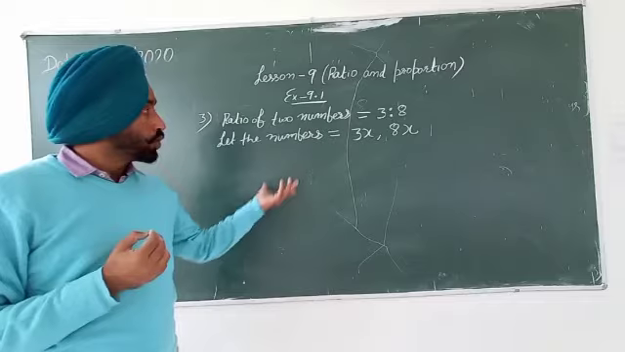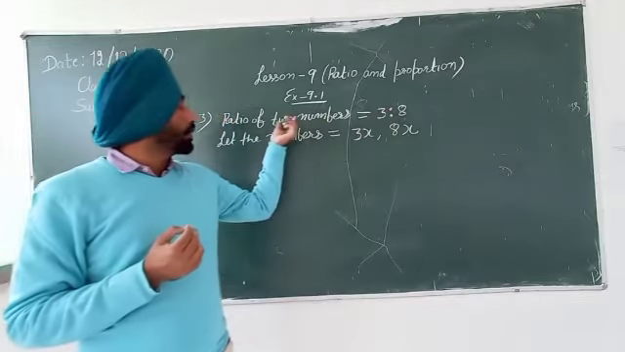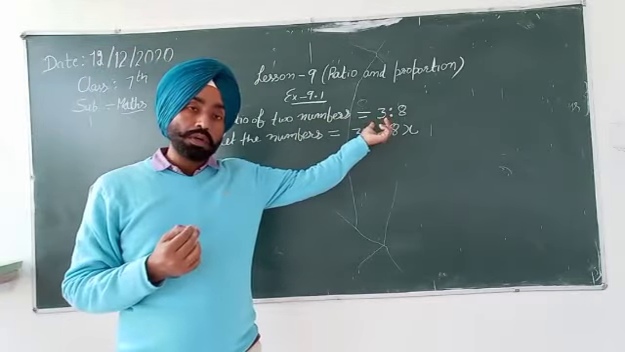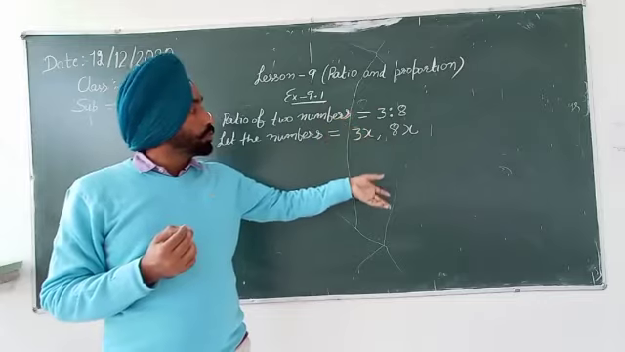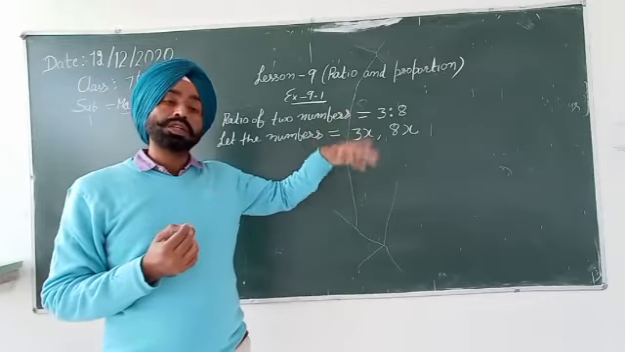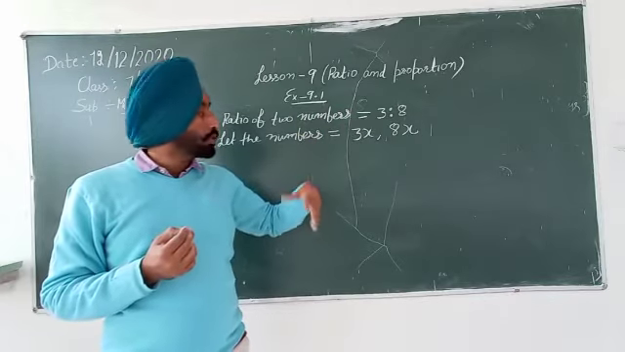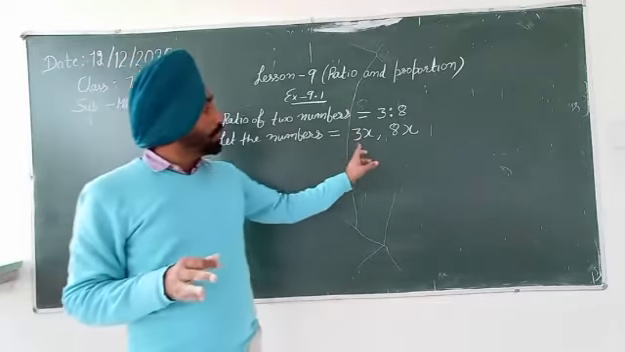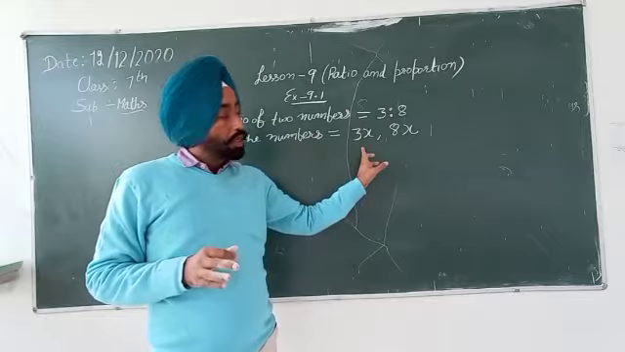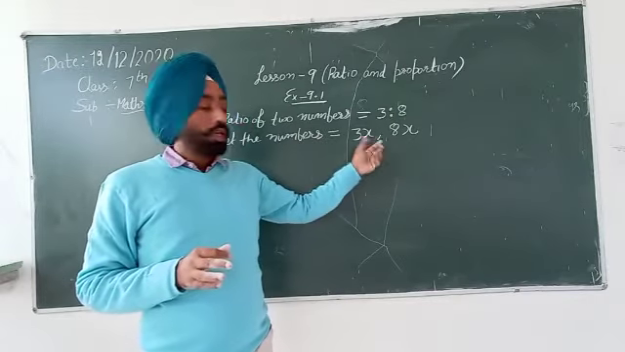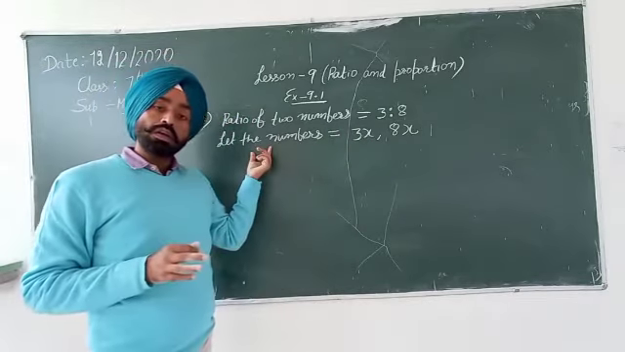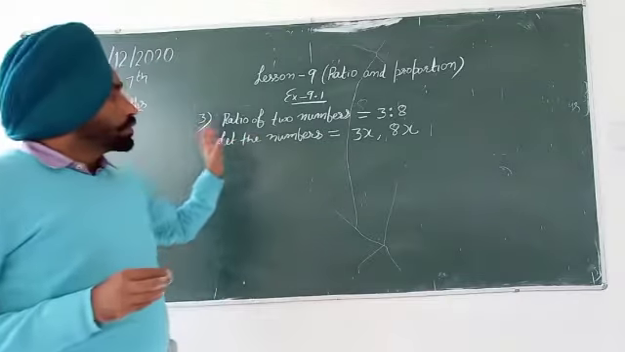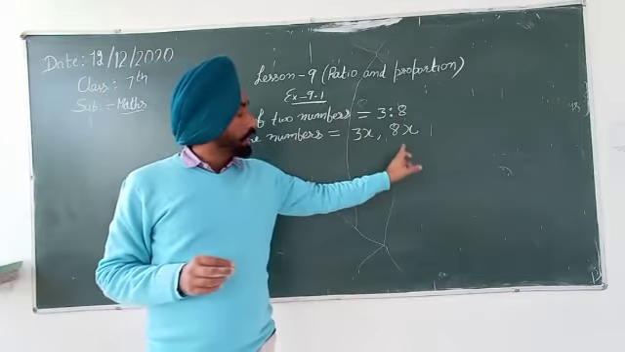They will become your numbers. The ratio can be of any quantity, whether it is the ratio of numbers, or the ratio of money, or the ratio of pens or pencils, anything he can ask. So you just put any variable with the terms of the ratio. It will be your given quantity. So the numbers will be 3x and 8x.